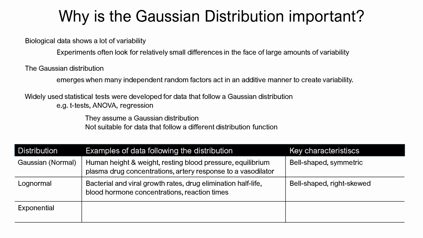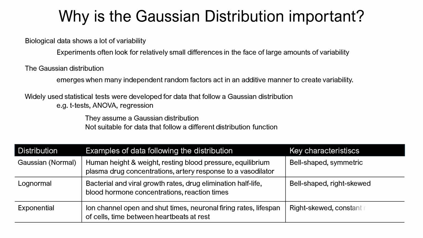An exponential distribution is seen for the open and shut times of ion channels, neuronal firing rates, the lifespan of cells, and the time between heartbeats at rest. This is a right-skewed distribution with many small values and a steady decline in the number of observations as the values get larger. The last two distributions will not be covered here. Instead, I will focus on the Gaussian distribution and cover the other distributions in a future video.